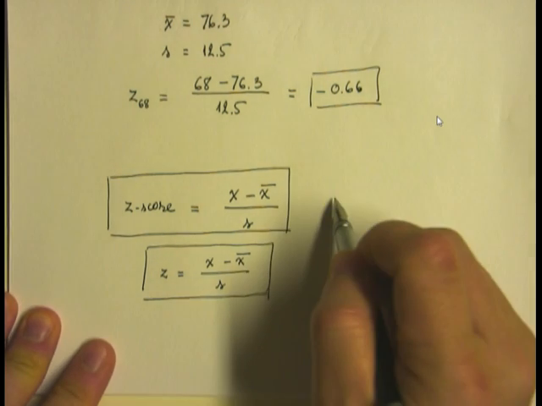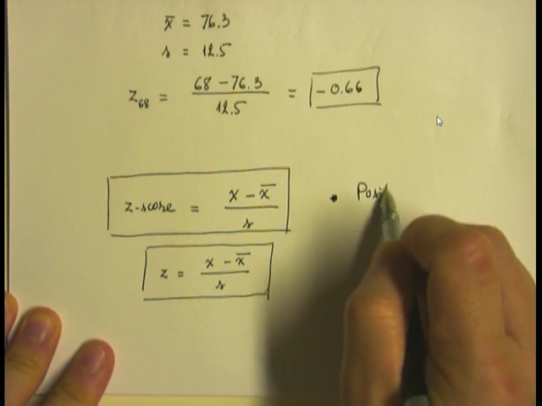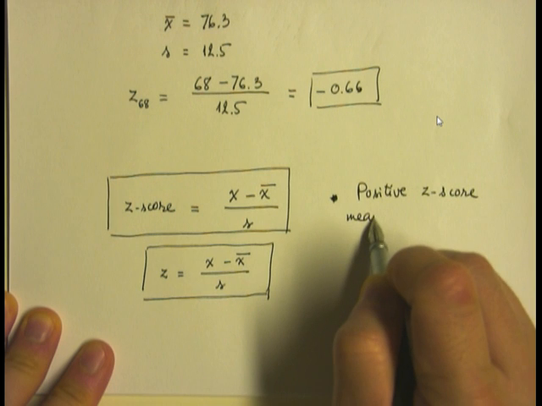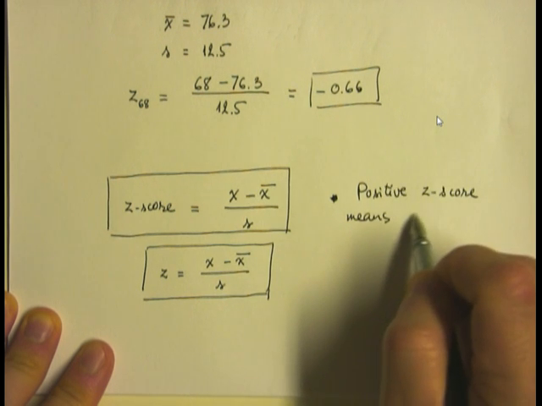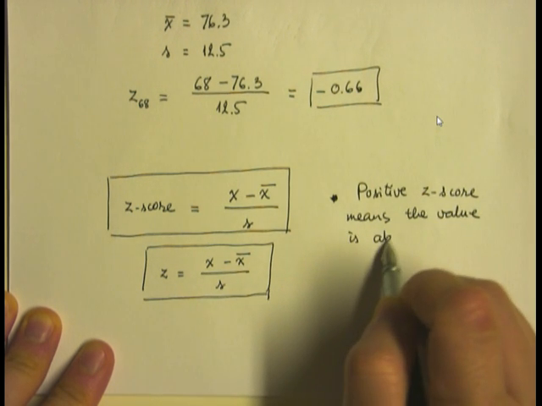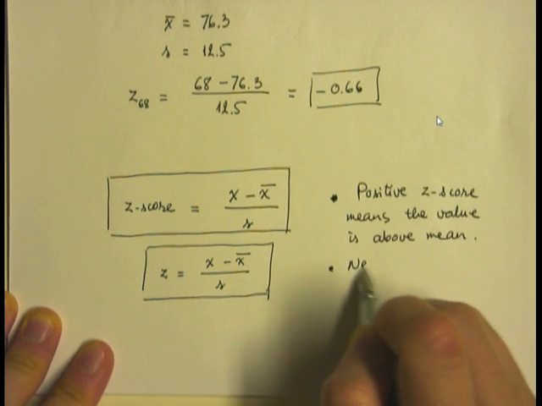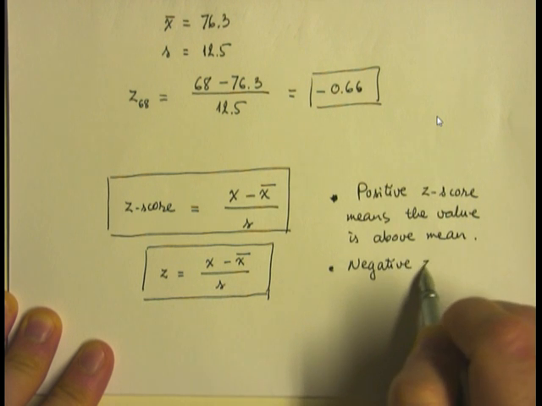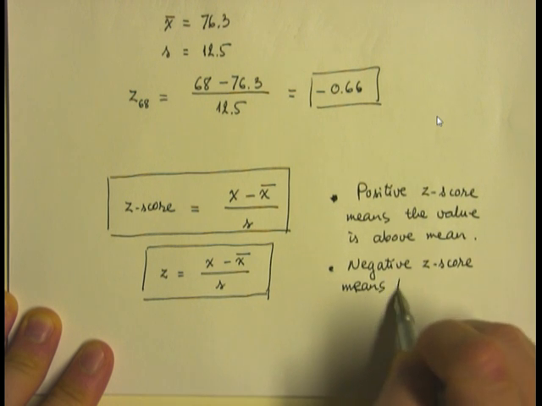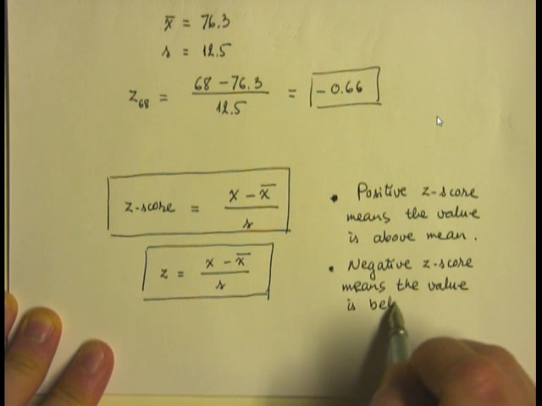And also keep in mind, okay, a positive z-score means the value is above the mean. And a negative z-score means the individual data value is below the mean.